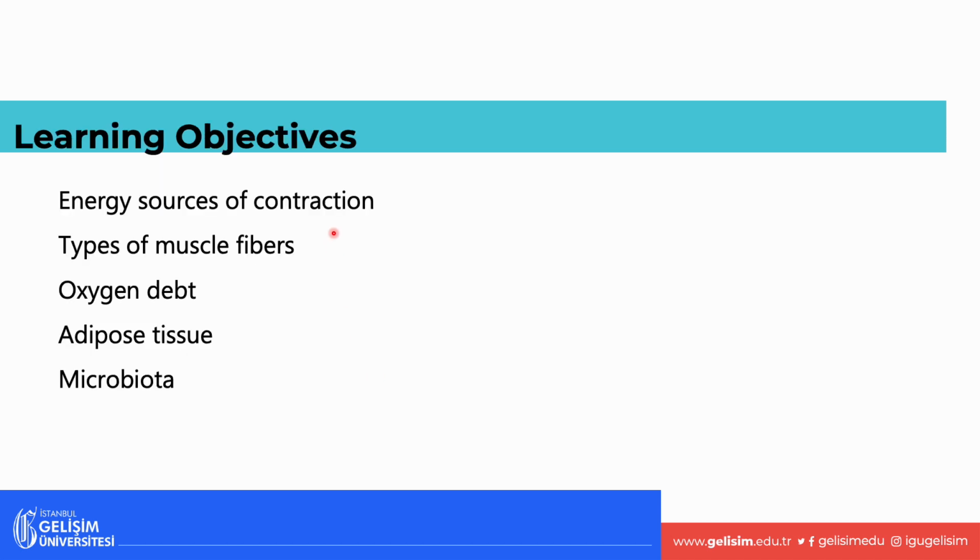The learning objectives for the lecture include the source of energy for contraction in muscles, as well as the types of muscle fibers we find. We'll also discuss the concept of oxygen debt. We'll look into adipose tissue as well as microbiota.